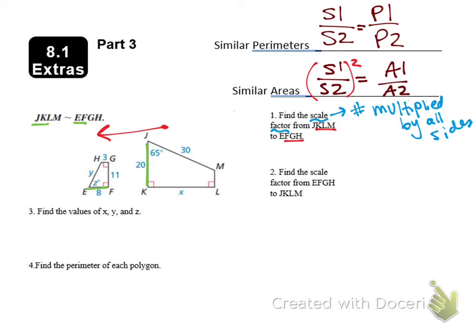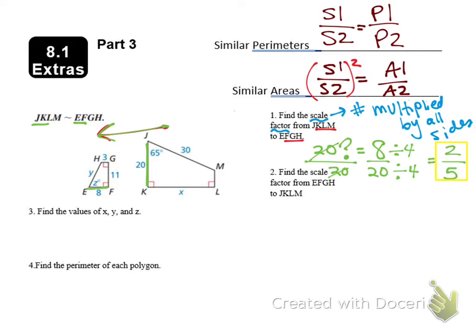So remember that we want from JKLM to EFGH. So we want 20 times something. There's already an x here, so I've just been putting a question mark. 20 times the scale factor gives me a length of 8. So what do I do to solve for my scale factor? Divide by 20. There are no decimals in this picture. Just leave it like a fraction, but we do want to reduce. What are 8 and 20 both divisible by? 4. 8 divided by 4 is 2, and 20 divided by 4 is 5. So scale factor is 2/5.